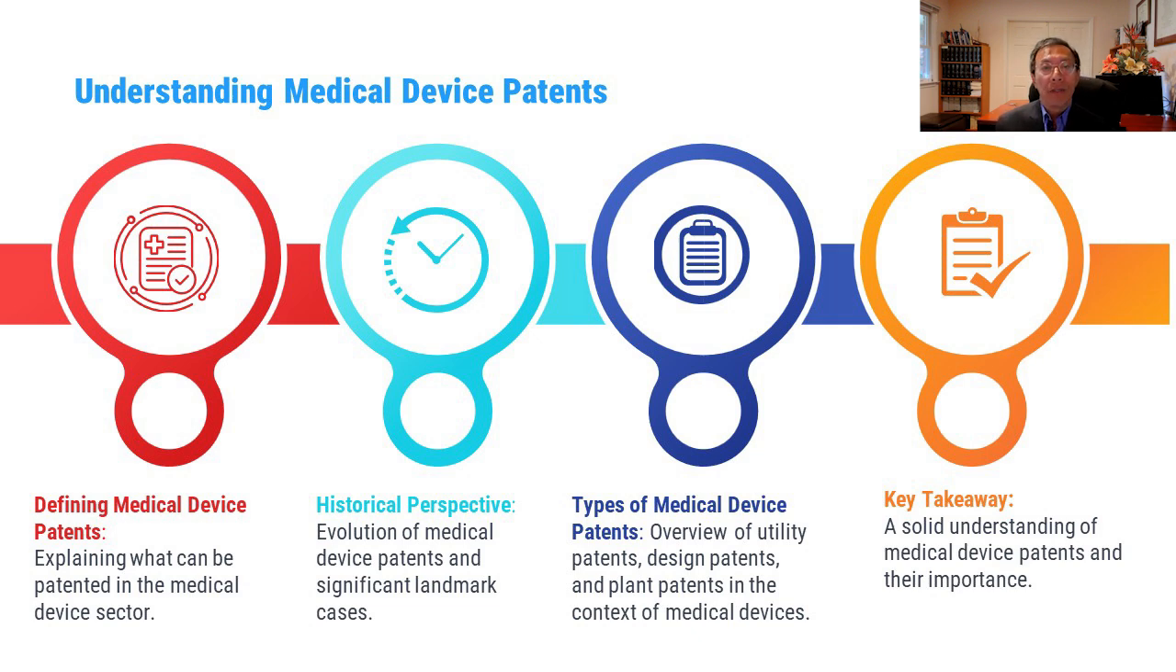So now let's talk about the types of medical device patents. You have utility patents that cover functionality. They protect the functional aspects of a medical device, including novel features, processes, and methods of use. You have design patents, which cover the ornamental designs or visual appearance of a medical device. Design patents don't focus on functionality, but on the device's unique visual characteristics.